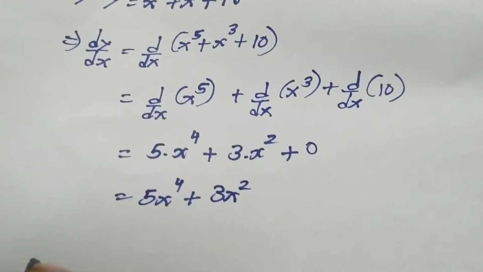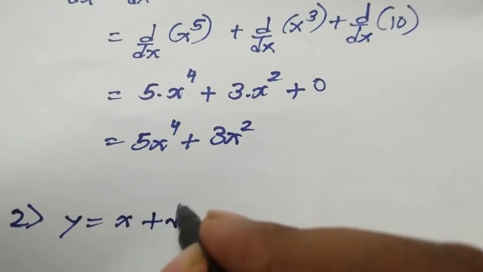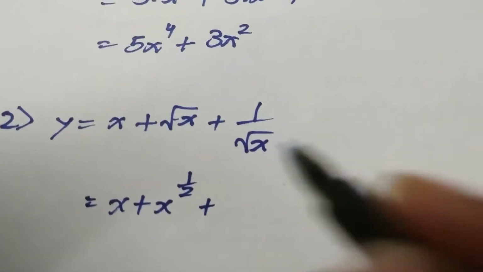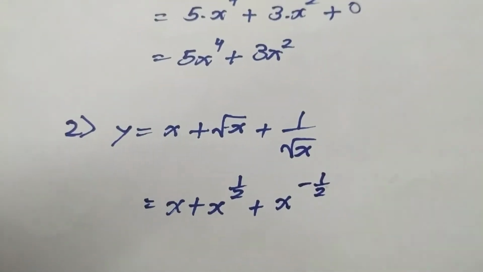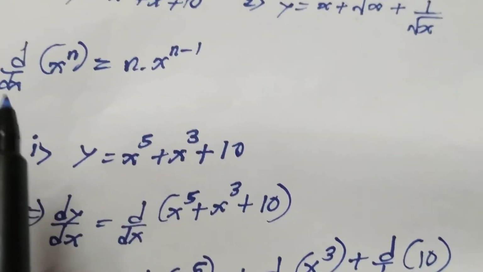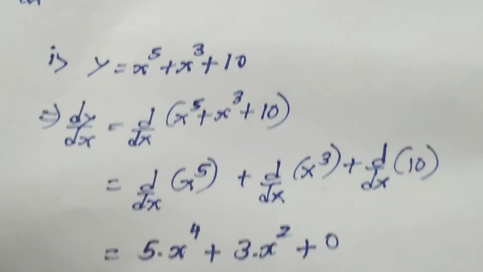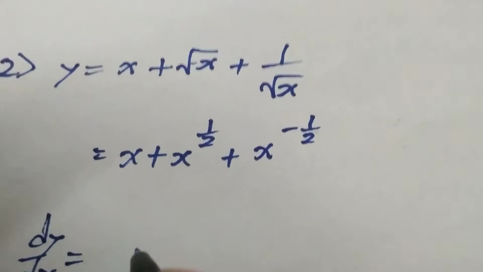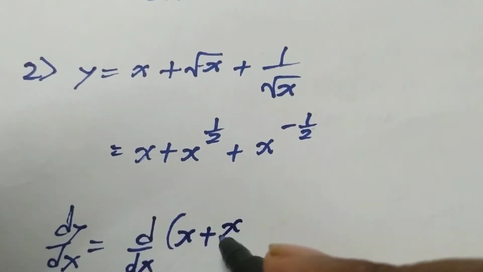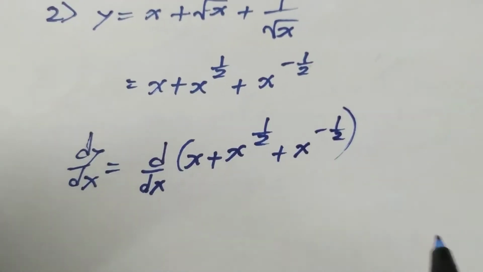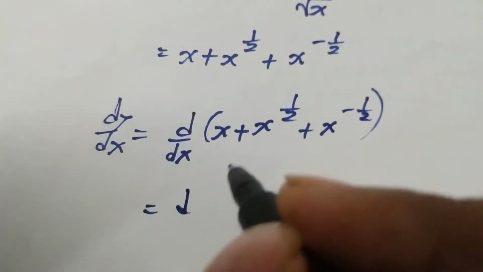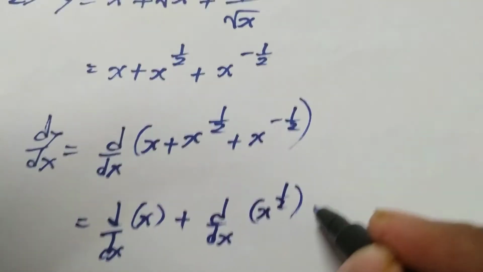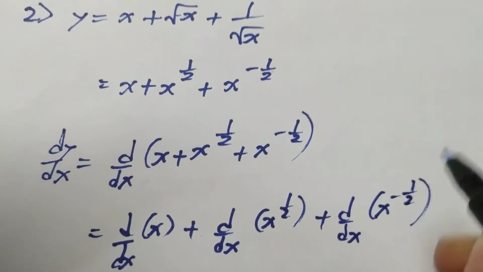Now what is our second problem? We have this function. So in our second problem we have y equals x plus root x plus 1 by root x. Now this can be written as x plus x to the power half plus x to the power minus half. Now we can again use that formula: differentiation of x to the power n with respect to x is n into x to the power n minus 1. So we can write dy/dx is equal to d/dx of this whole thing. Now we can again separate the three terms, and then we have d/dx of x plus d/dx of x to the power half plus d/dx of x to the power minus half. We have these three terms.